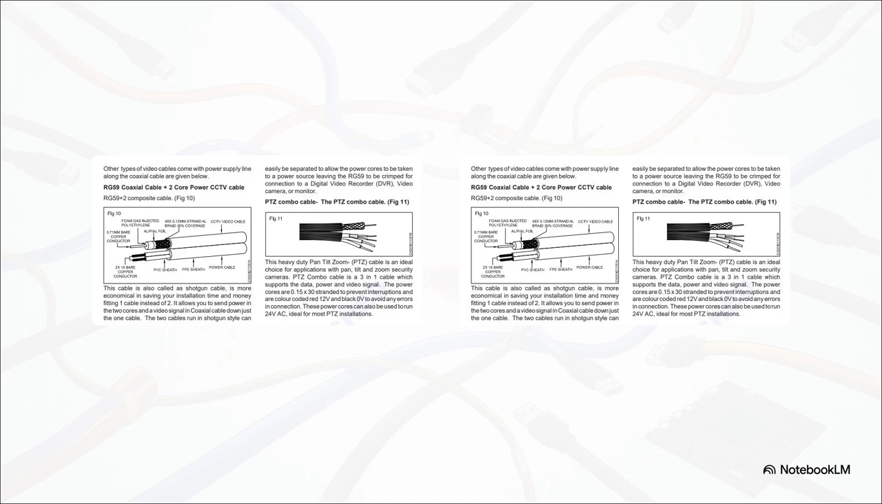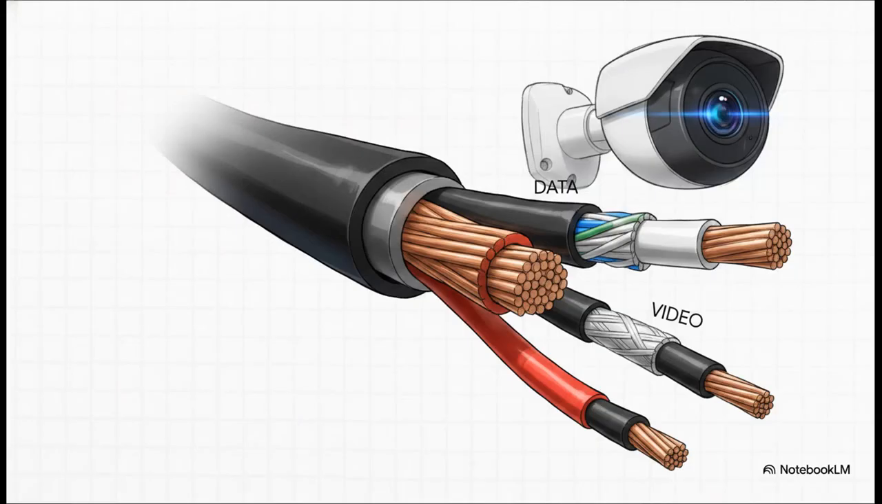By bundling the power cores right next to the video coax, you end up saving massive amounts of installation time and money. Why? Because you're only pulling one single cable through the walls instead of 2. Once you're done, you just pull them apart at the ends to connect your DVR on one side and your power source on the other. Pretty clever, right?